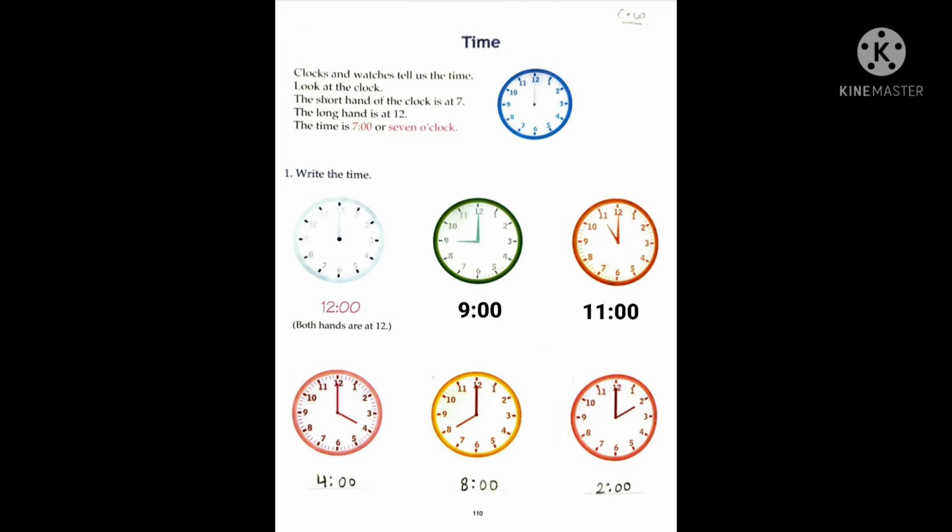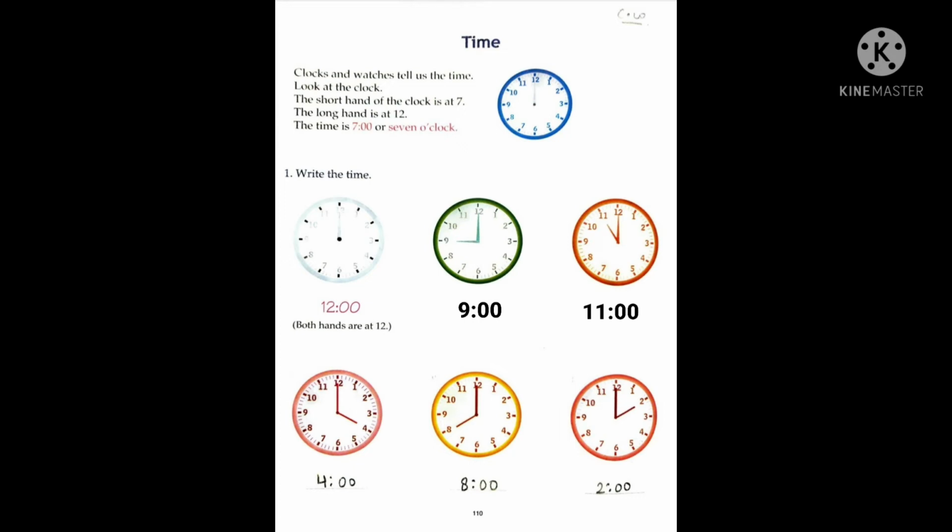There are two ways to write the time. Either we write it the digital way, 7 colon 00, or 7 o'clock. When the short hand is at 7, that means hours. And the minute hand, the long hand, is at 12, that means 7 o'clock. 7 colon 00. That is also called 7 o'clock.